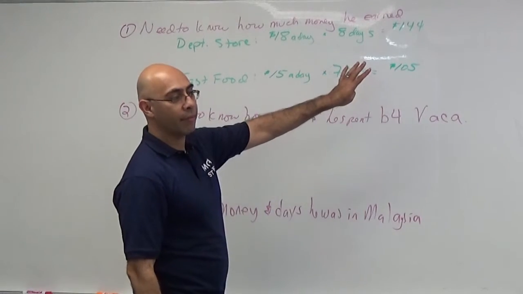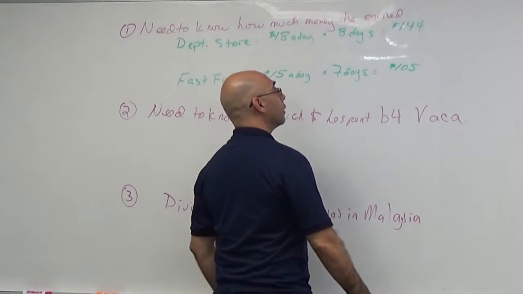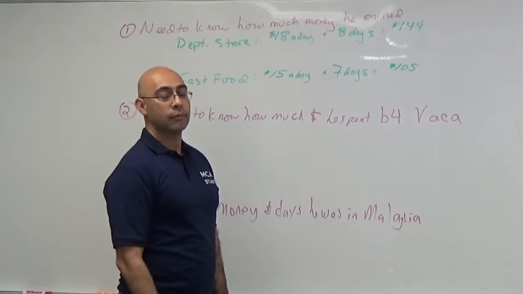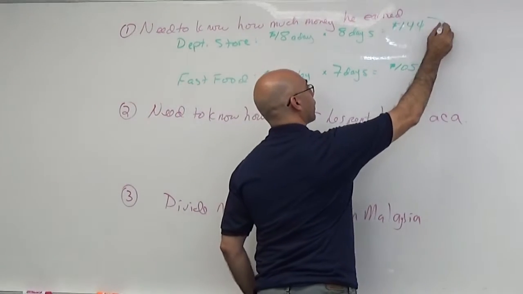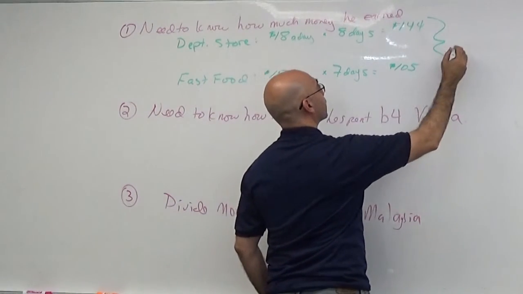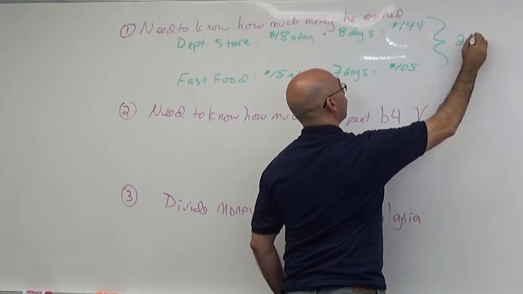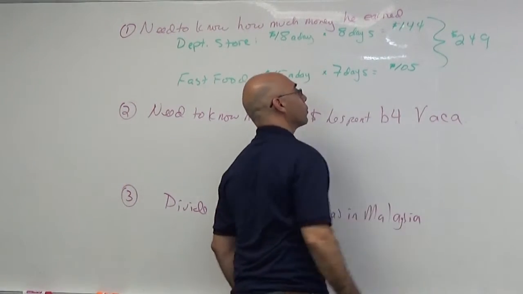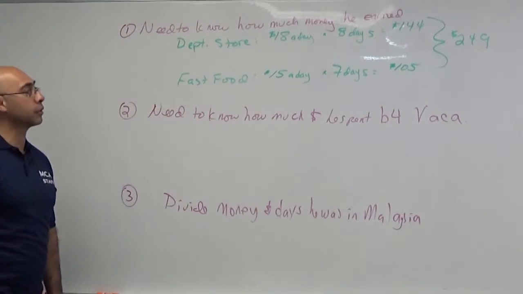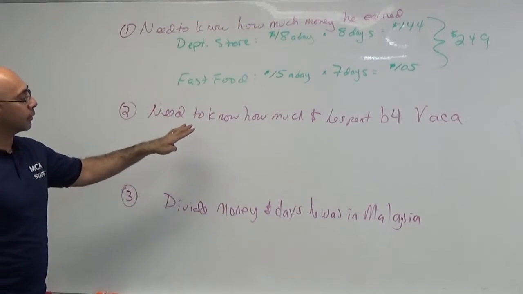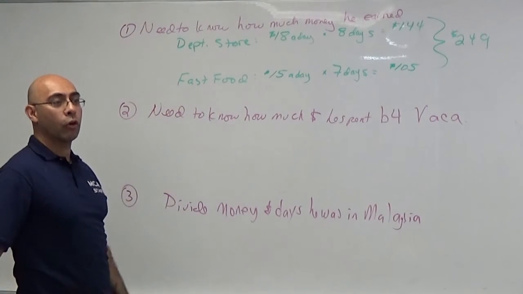So how much money does he have to spend? We add them together, so that becomes a 2, a 4, a 9. So he has $249.